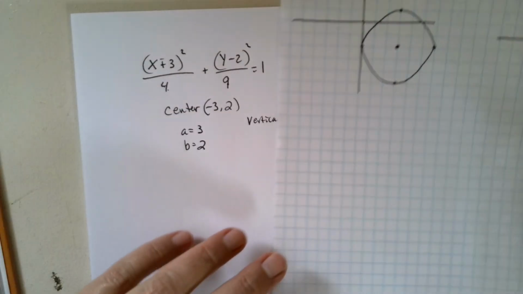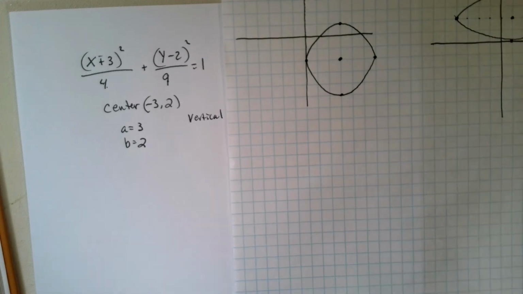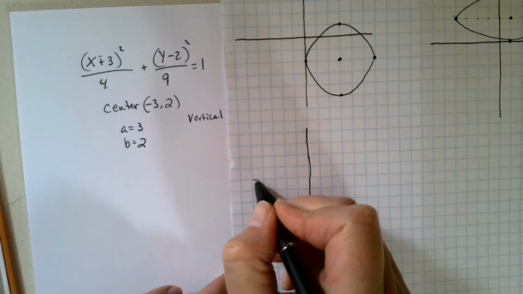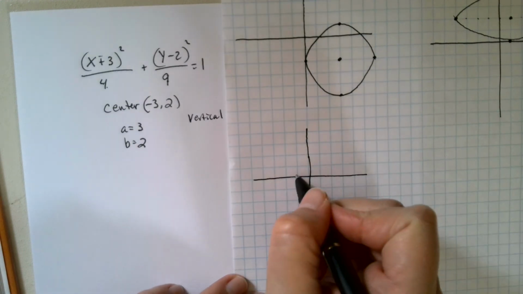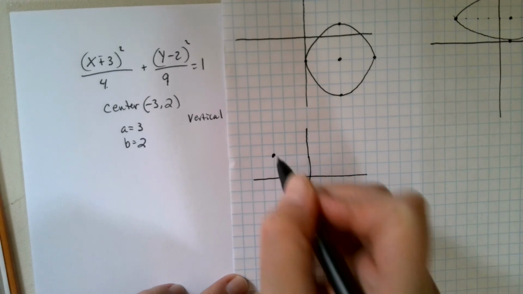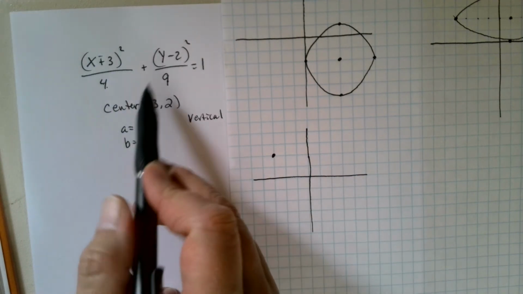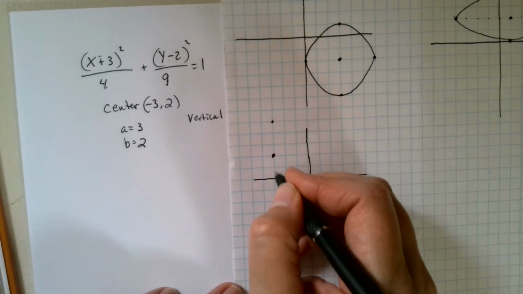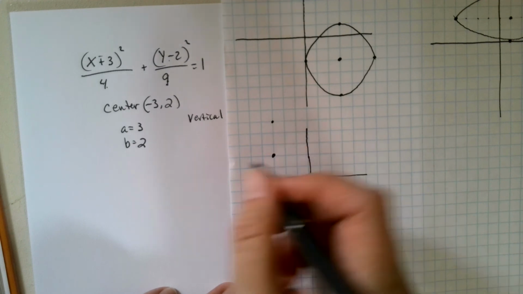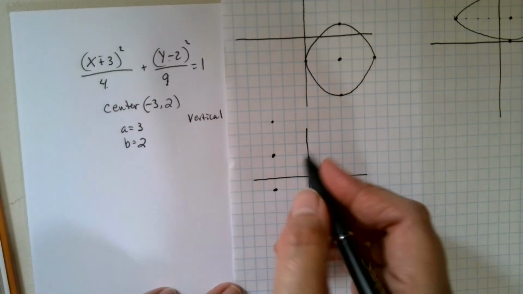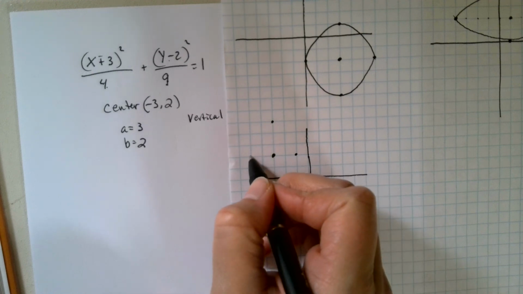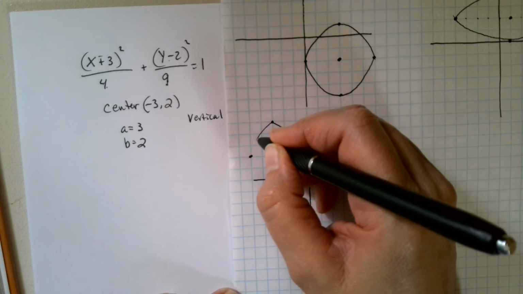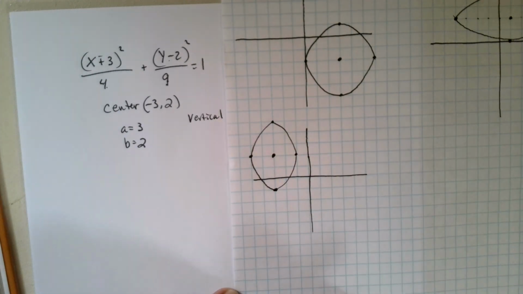So I'm going to get my graph paper, and I'm going to start my axis. I'm going to graph (-3, 2). Now the 3 came from the 9, which was underneath the y, so I'm going to go 3 up and 3 down because y's go vertically. The 2 came from the 4, which was underneath the x, so I'm going to go 2 to the left and to the right of center. And then I'm going to try and connect these vertices. And again, it kind of looks like a cat eye.